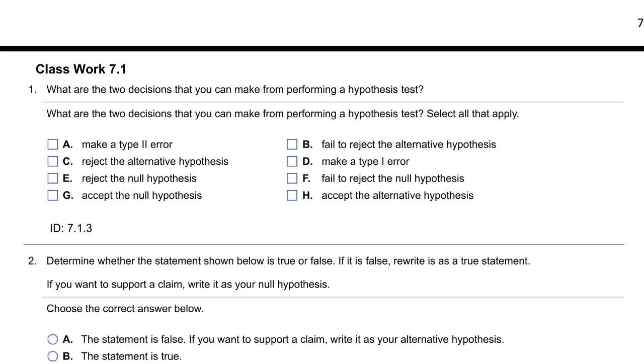All right, let's look at some problems here. What two decisions can you make from performing a hypothesis test? All right, so the decisions were based on what we do about the null hypothesis. There were only two things that we could do. We could reject the null hypothesis or fail to reject the null hypothesis. That's all.